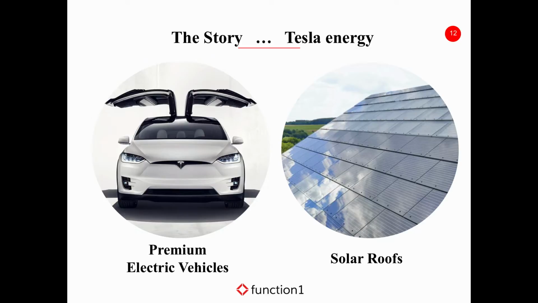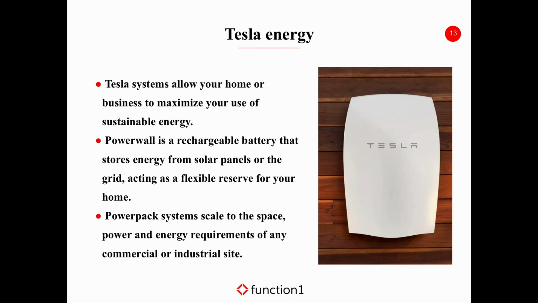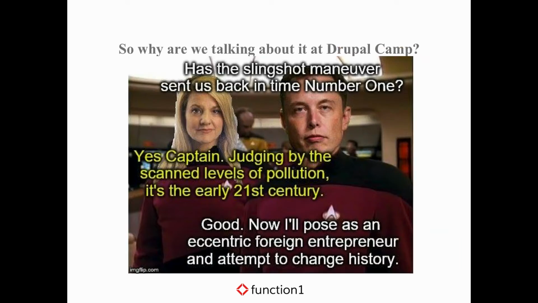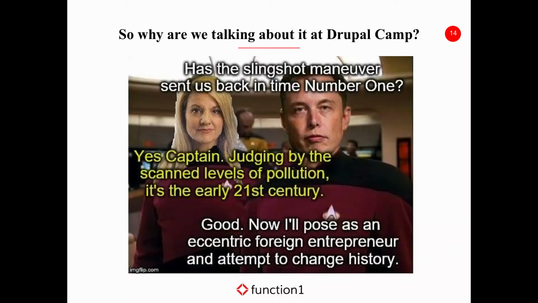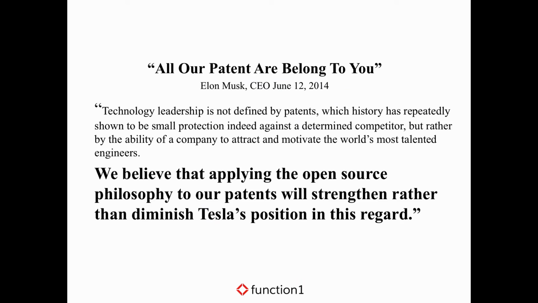So what's driving it all is this Tesla story. So you have Tesla making premium electric vehicles. They're also making solar roofs. They're also making these power pack systems that are batteries that hang on the wall. And Elon Musk, we all know who he is. We drive out and watch his spaceships go up. And we're talking about him at Drupalcamp essentially because he's a real advocate of free open source systems.